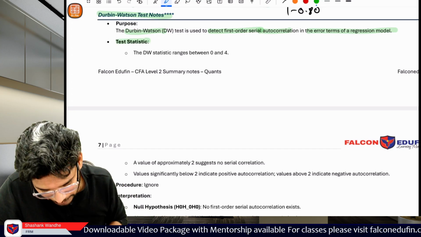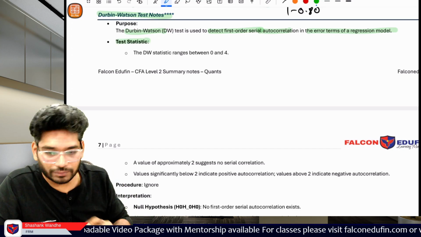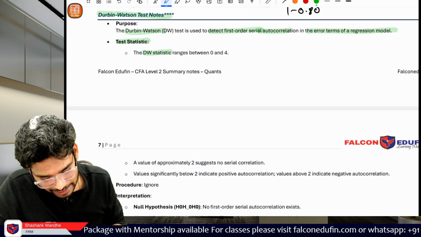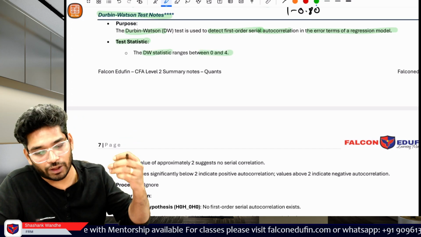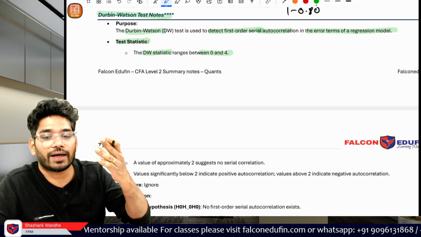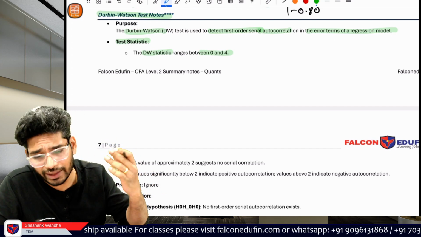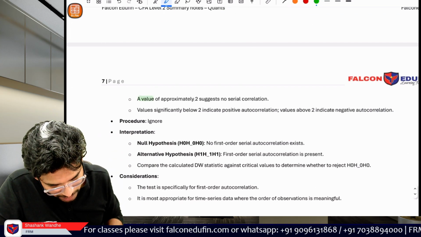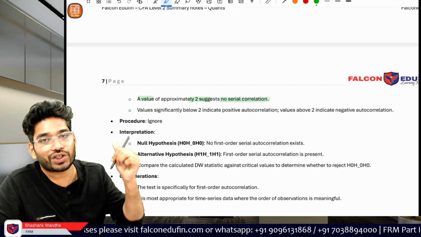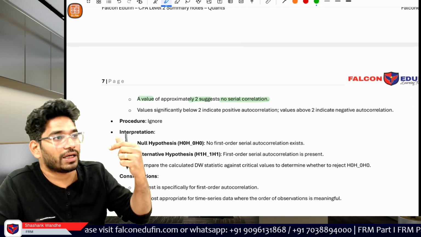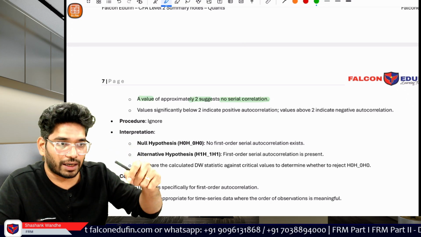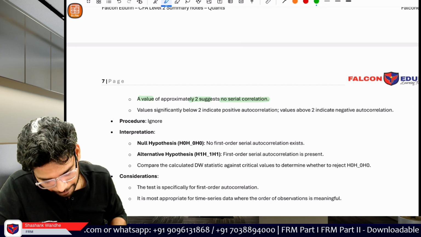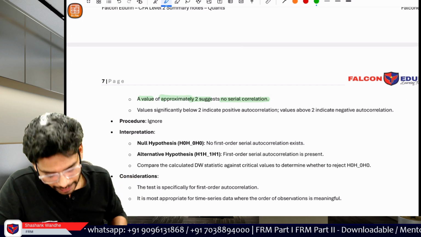Test statistic: don't bother about how to calculate the DW statistic. The DW statistic ranges between 0 and 4 by default. The very nature of the formula is such that the test statistic will range between 0 and 4. A value of approximately 2 suggests no serial autocorrelation. Remember it. There is no other alternative. Even if you see the end of chapter questions, if you remember it, you will be able to deal with those questions, because explanation is not required.